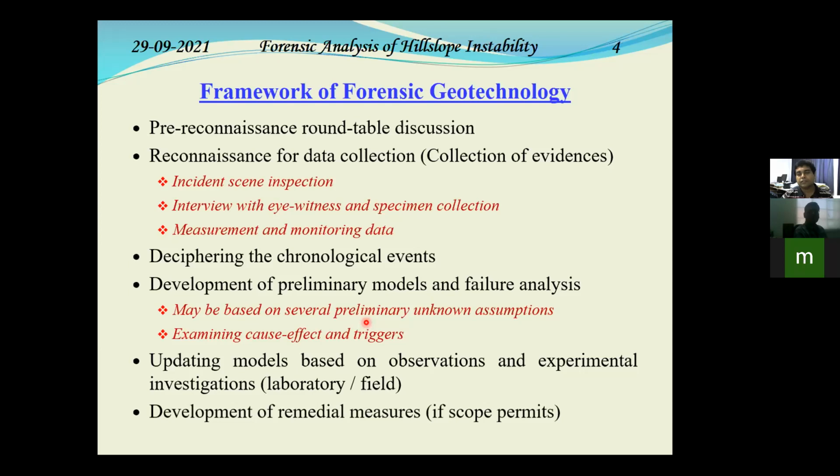And at the end of the forensic investigation, if the scope of the project really requires the development of some remedial measures, so that also forms an associative part of the project.